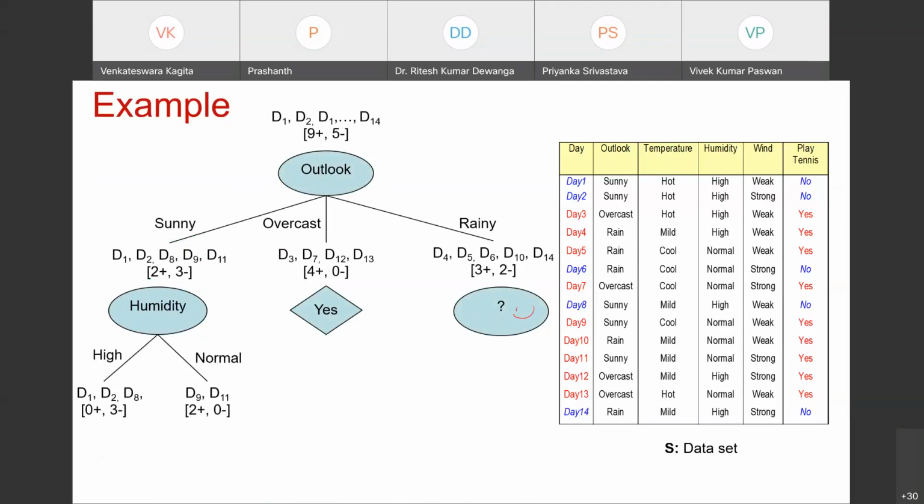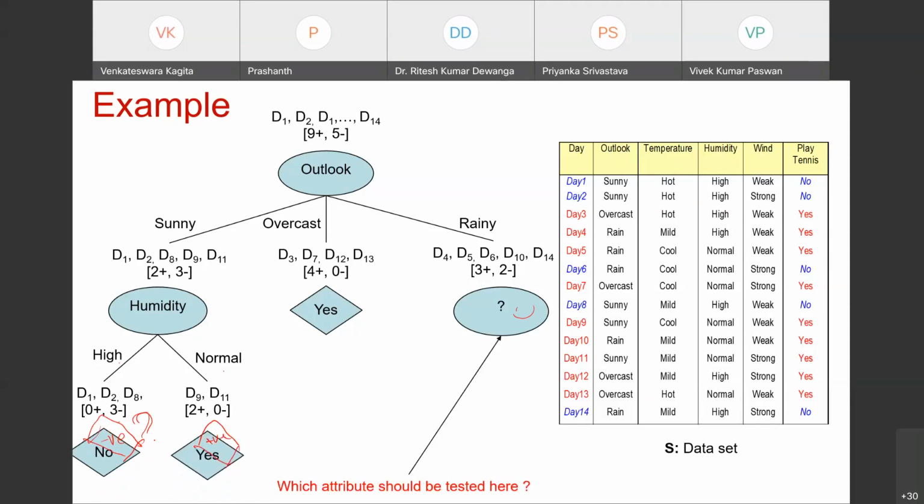So humidity high. Humidity is taking 2 values, high and normal. And high, if you see, 0 positive and 3 negative. So what label would you assign here? Negative we will assign, right? And here 2 positive, 0 negative. What label would you assign here? Positive. Right. So this is no, this is S.